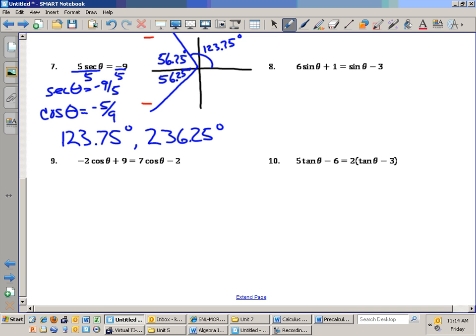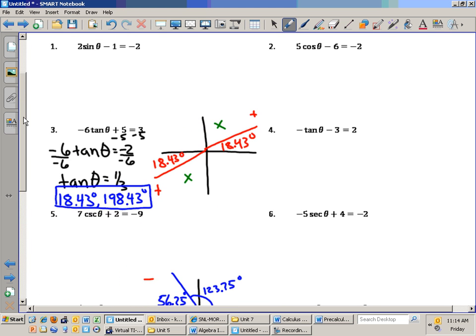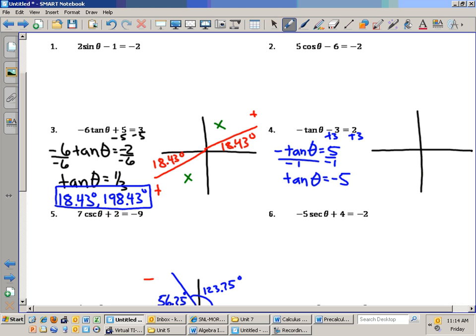So number 4, we could do number 4. What do you do first? Add 3. So negative tangent of theta is equal to 5. Divide by negative 1. Tangent of theta is equal to negative 5. What quadrants is tangent negative in? So I'm looking for a second quadrant and a fourth quadrant.